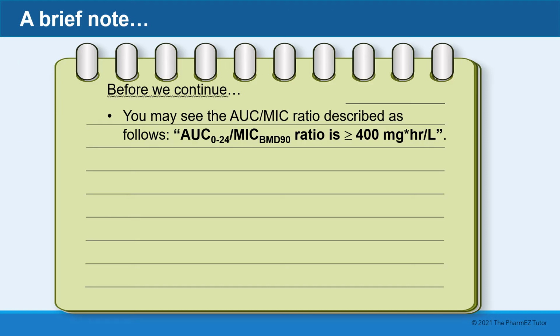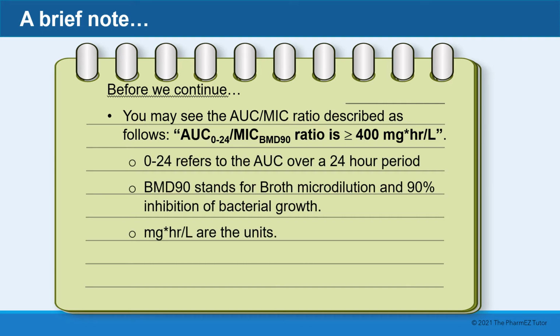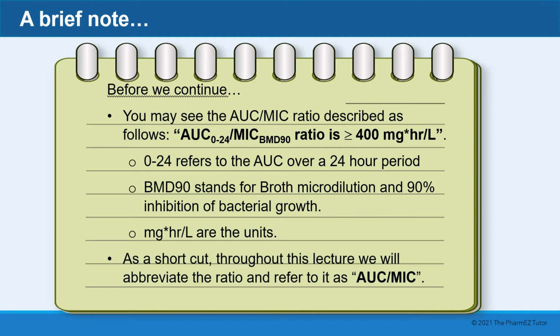A brief note before we continue. You may see the AUC-MIC ratio described as follows. AUC 0 to 24 divided by the MIC BMD90 ratio is greater than or equal to 400 milligram times hours divided by liters. 0 to 24 refers to the AUC over a 24-hour period. BMD90 stands for broth microdilution and 90% inhibition of bacterial growth. Milligram times hours divided by liters are the units. As a shortcut throughout this lecture, we'll abbreviate the ratio and refer to it as AUC over MIC.